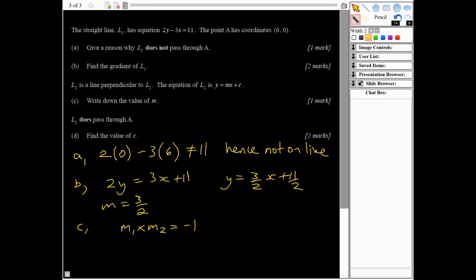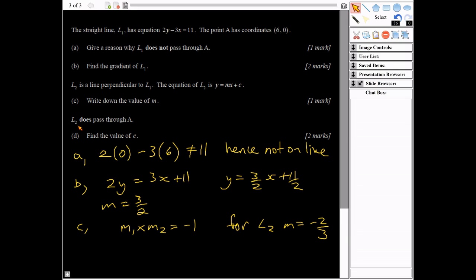So since my first gradient is 3 over 2, for L2, m would have to be negative 2/3. So it's the negative reciprocal of this. This fraction, turn it up the other way, change it to negative. So then when I multiply them, I'd get negative 6 over 6, and that would give me negative 1.